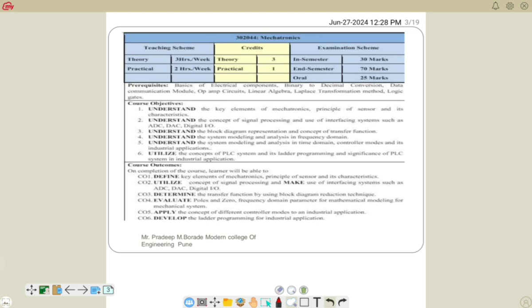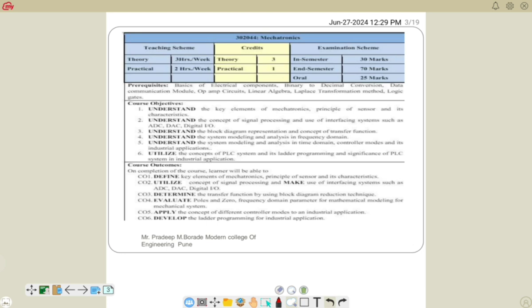And fourth one is to understand the system modeling and analysis in frequency domain. Fifth one is to understand the system modeling and analysis in time domain, controller modes and its industrial applications. Sixth is to utilize the concept of PLC system, its ladder programming, and the significance of PLC system in industrial applications.